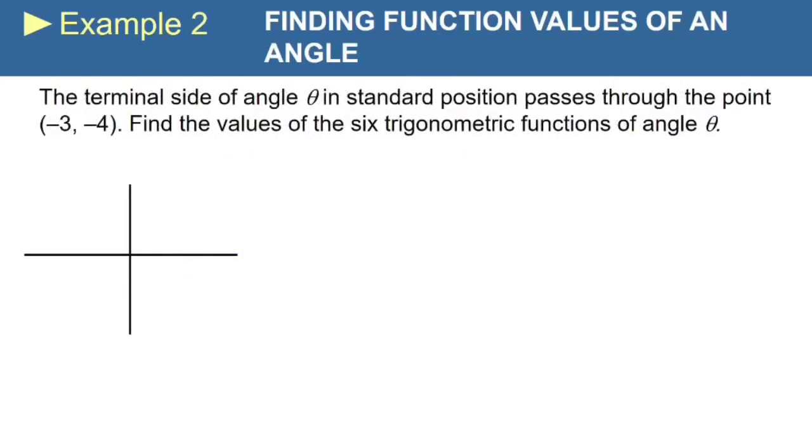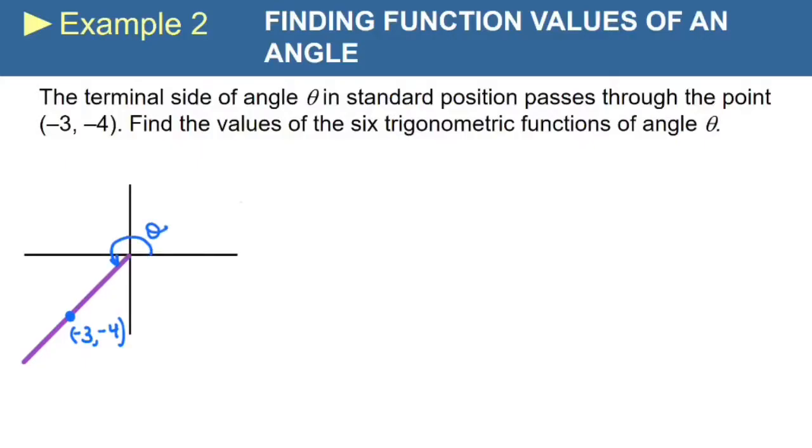Here is a similar example. This one says the terminal side of angle theta in standard position passes through the point -3, -4. Find the values of the 6 trig functions of angle theta. So -3, -4 means that point is to the left and down from the origin. So I would say that -3, -4 might be about right there. That means the terminal side of theta goes through that point. So angle theta, being in standard position, goes from here to here. So that's angle theta right there.